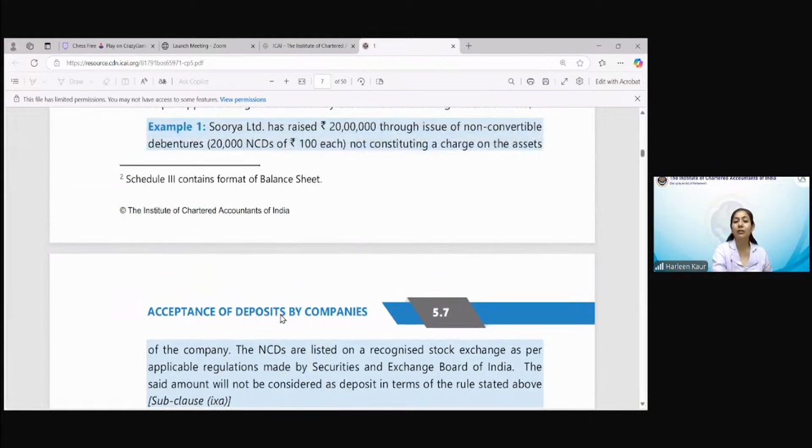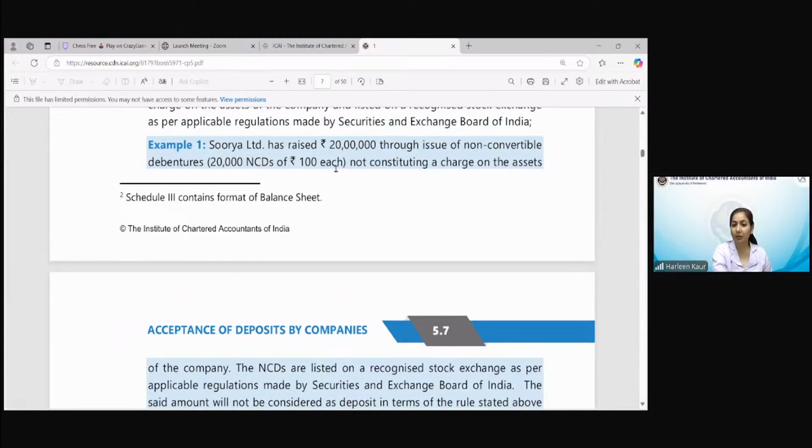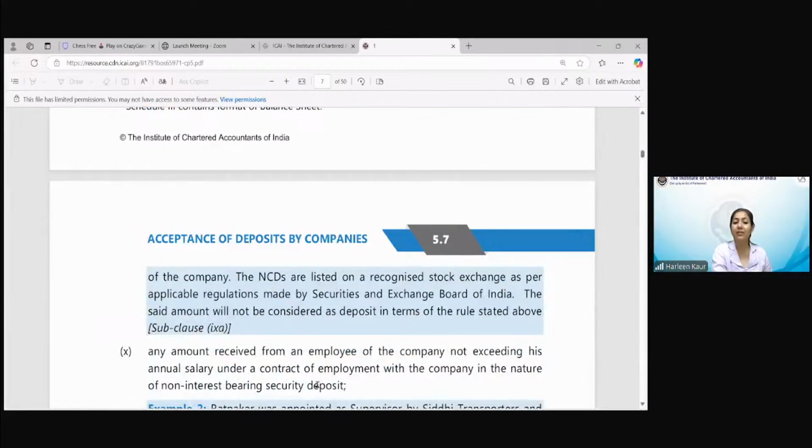What was the condition? It is a non-convertible, non-secured debenture. It is not having a security. If they are listed, will it be considered as deposits? No, ma'am. But if they would have been unlisted, then your answer would have been the same, children. Then non-convertible, non-secured, unlisted: will it be considered as deposit, yes or no?